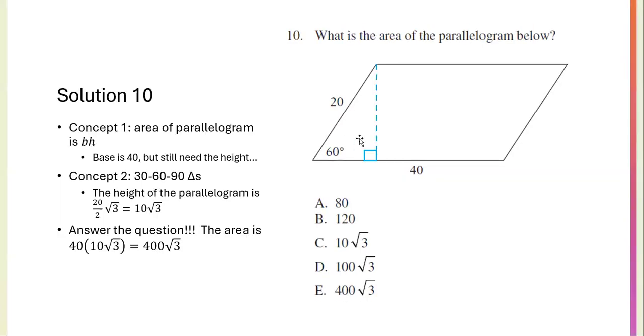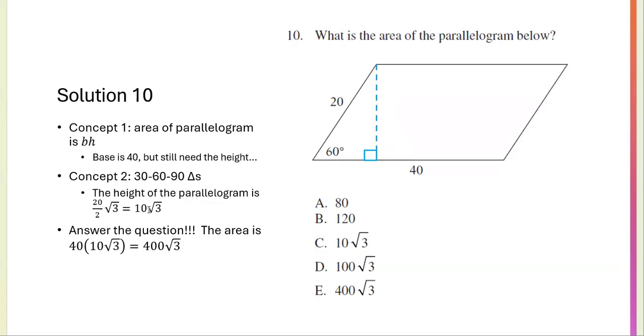So let me go to the next slide. It's a 30, 60, 90 triangle, which we know the relationship of between the sides, how to get from one side to another. The hypotenuse is 20. So the side opposite to 30 degrees is 20 over 2, which is 10. And then 10 root 3 is the height as a result. Okay, so base 40 times height, which is 10 root 3. 400 root 3 is the answer.